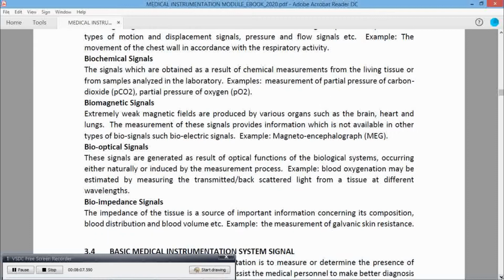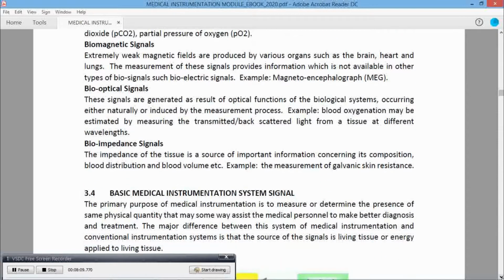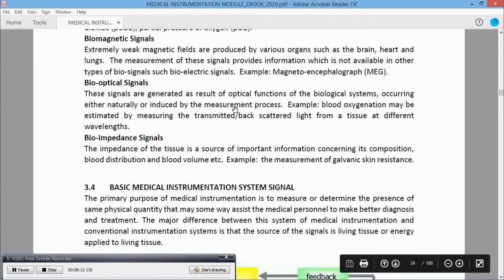And then biomagnetic signals. Biomagnetic signals are extremely weak magnetic fields produced by various organs such as the brain, heart, and lungs. Measurement of these signals provides information which is not available in other types of biosignals such as bioelectric signals. So the magnetoencephalograph is one type of device.